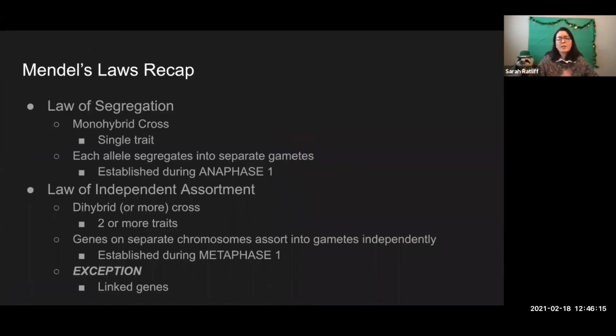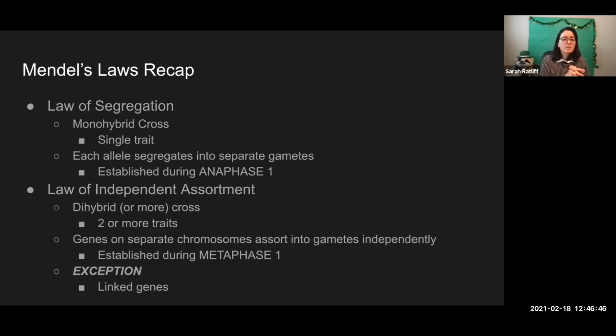All right, recap, and then we'll be done for this portion of the class. Law of segregation: we can find this happening during monohybrid crosses when we're looking at one trait. Each allele segregates into separate gametes. We have 1 allele per gamete, so that when we fertilize, we get 1 allele from mom and 1 allele from dad. When we create the zygote, it now has 2 alleles. It can be homozygous or heterozygous, dominant or recessive.